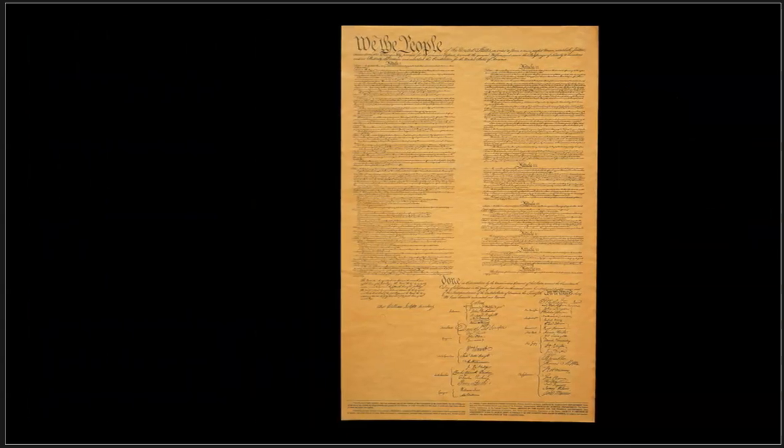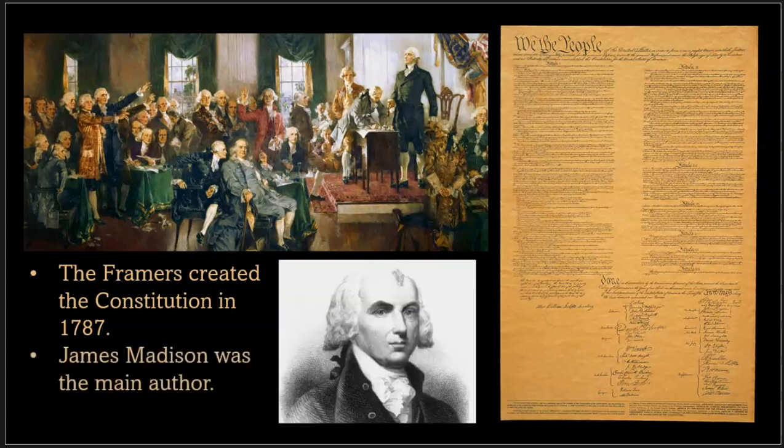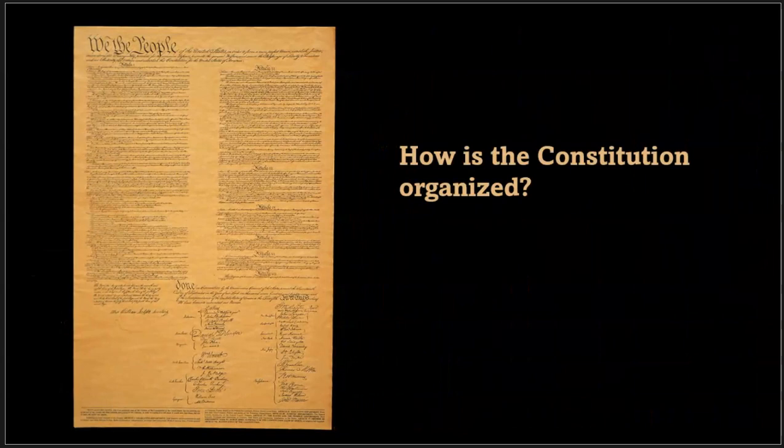So first of all, let's go back to the Constitutional Convention. That was in Philadelphia in 1787, and at that Constitutional Convention, the framers created the U.S. Constitution. And they were replacing the Articles of Confederation, and they made a new and stronger government. And James Madison was the main author of the U.S. Constitution. All right, so big question for us today is, how is the Constitution organized?